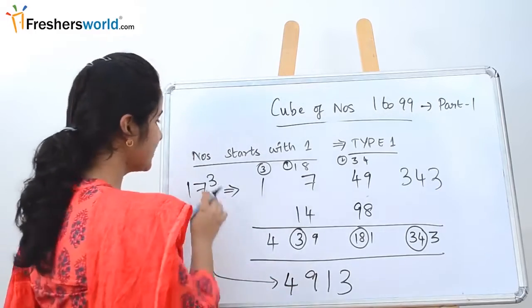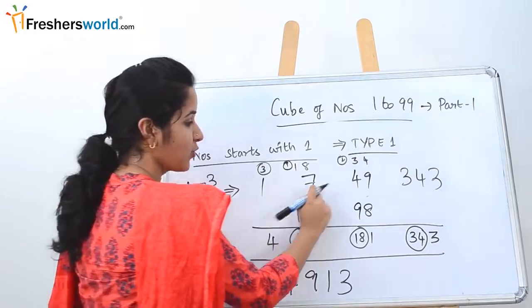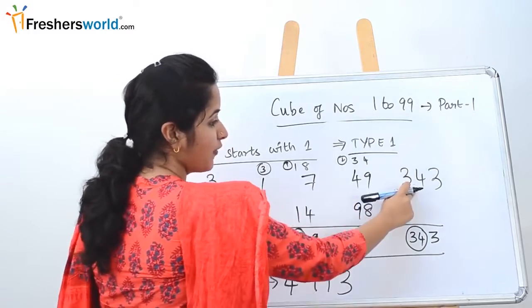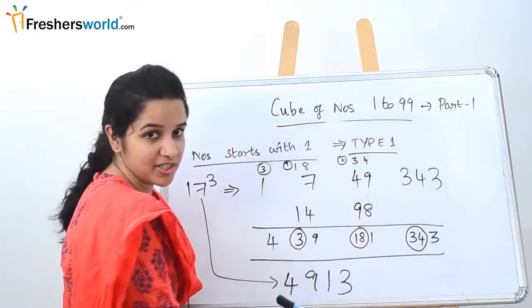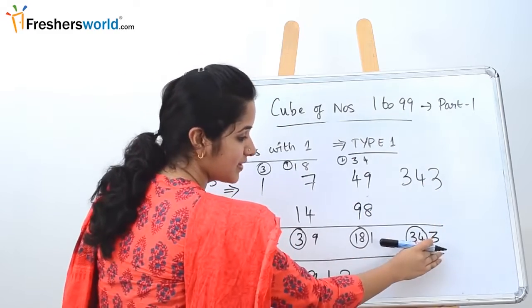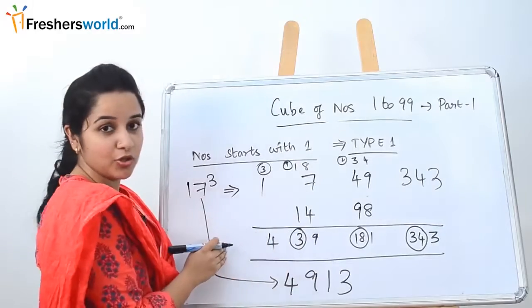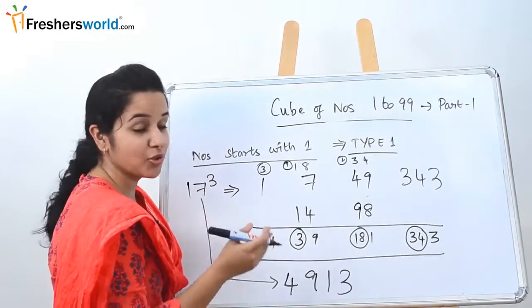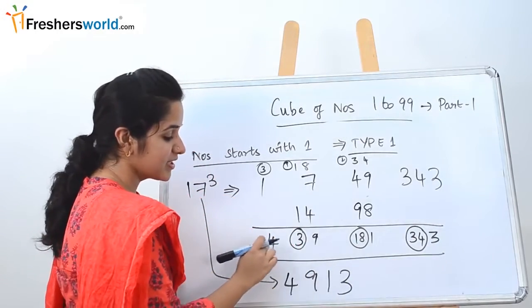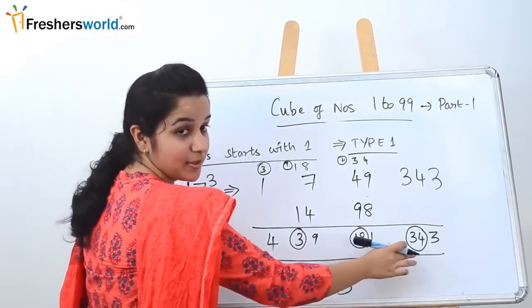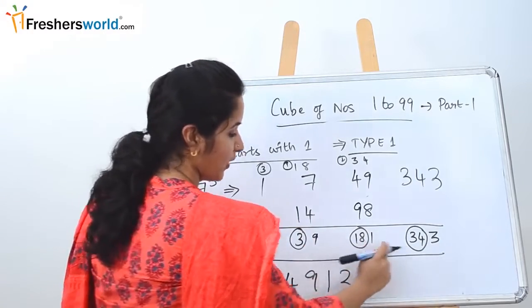So how did we do it? 17 as such we are writing it. Square of 7 is 49. Cube of 7 is 343. Then you just have to add it. The last digit will always remain. The rest of the digits will be carried over to the next place. That's how you're going to do it, from right side to left side. Your answer will be nothing but the digits that are left out, that are not in the bracket. So nothing but 4913.